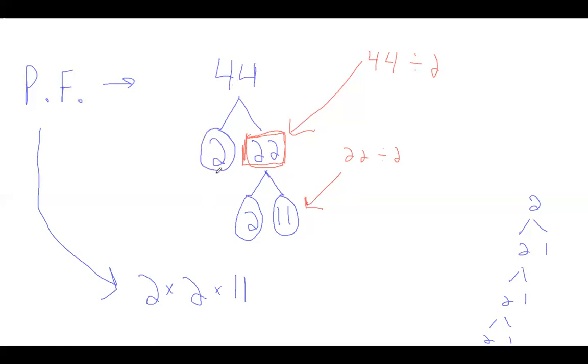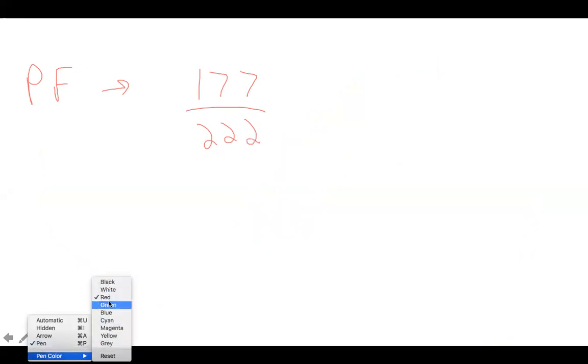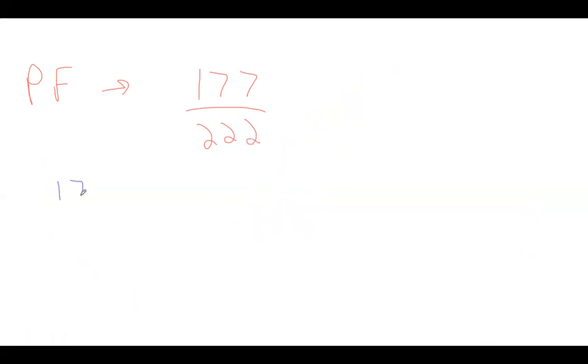So why or when would we use this would be the next question, right? One of the things that we learned is that you can use prime factorization to simplify a fraction. So if you had the fraction 177 over 222, we could simplify this fraction using prime factorization. We'd have to do a factor tree for each number.